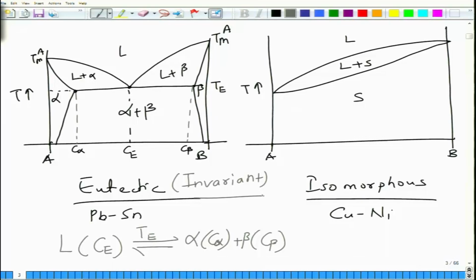In the isomorphous phase diagram, basically liquid transforms into liquid plus solid. So solid starts appearing at this point, and the transformation is complete at this point. So this is T start, this is T finish.